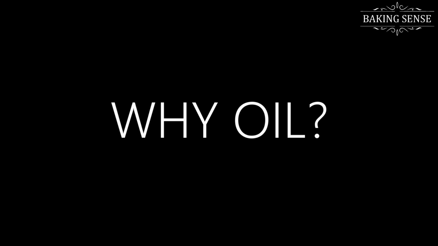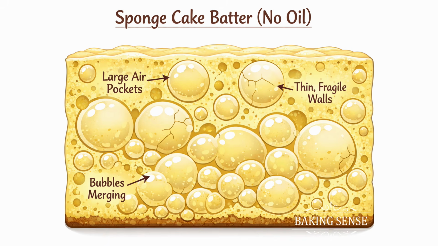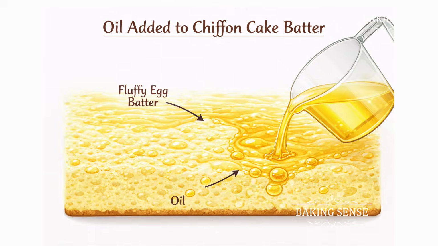Why add oil? Without oil, the air bubble walls are made mostly of egg protein and flour. As soon as it is heated in the oven, moisture escapes, protein tightens, and the wall loses flexibility. Small bubbles cannot stretch smoothly, they break, and when the bubbles break, they merge to become much larger holes. Now let's add oil.